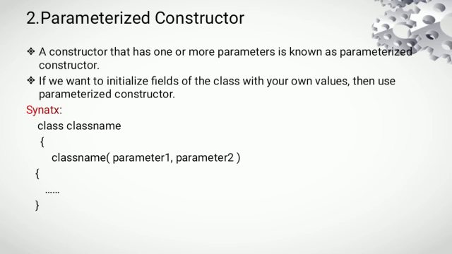Second is the parameterized constructor. A constructor that has one or more parameters is known as a parameterized constructor. The parameters are added to the constructor in the same way that they are added to a method. Just declare them inside the parentheses after the constructor name.